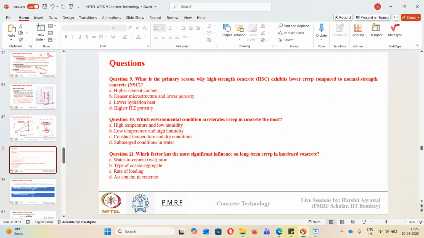Can anyone tell me the answer for question number 9? We have just now discussed different factors which affect the creep of concrete. So thinking about those factors, how does the strength of concrete affect the creep?